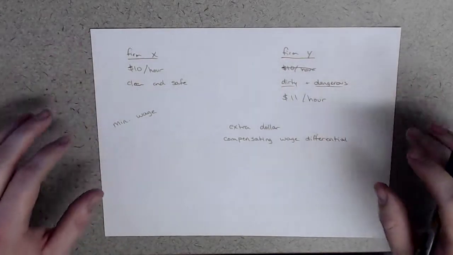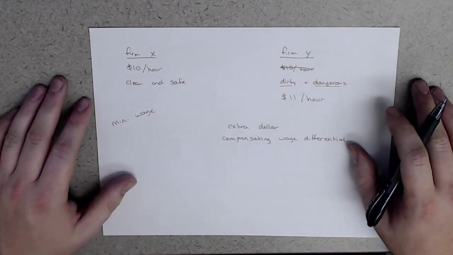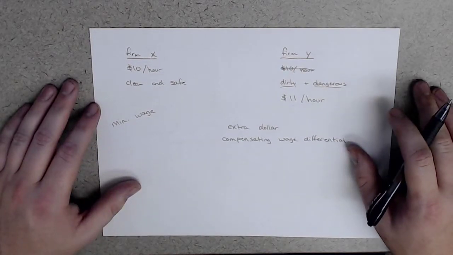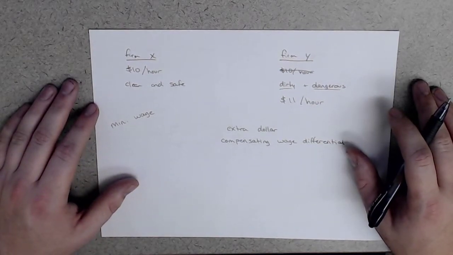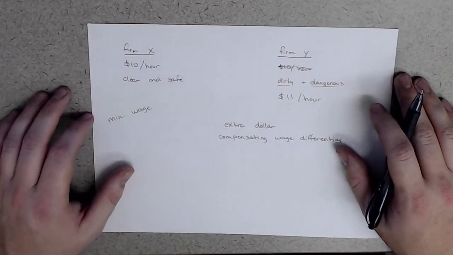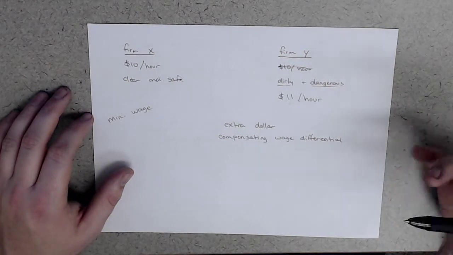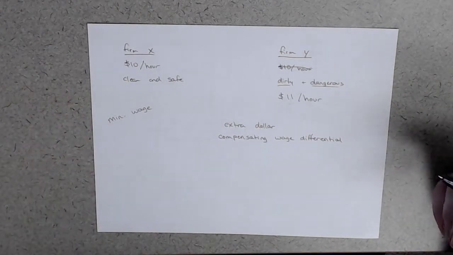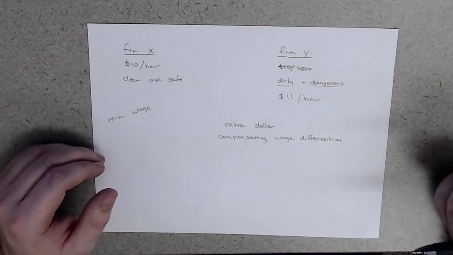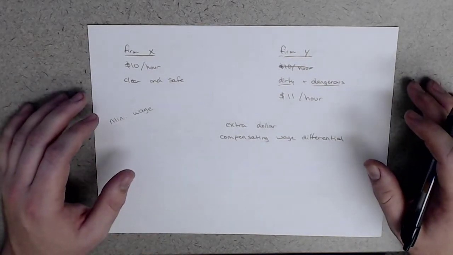Let's pretend that these are the only two companies in the world, okay? And so let's pretend we set the minimum wage at $10 per hour. What would be the effect here, right? Well, if that happened, nothing would be different, right? Firm X would keep paying $10 per hour, firm Y would keep paying $11 per hour, okay? Now, suppose that instead we raise the minimum wage to $11 per hour. Now what would the effect be, right?